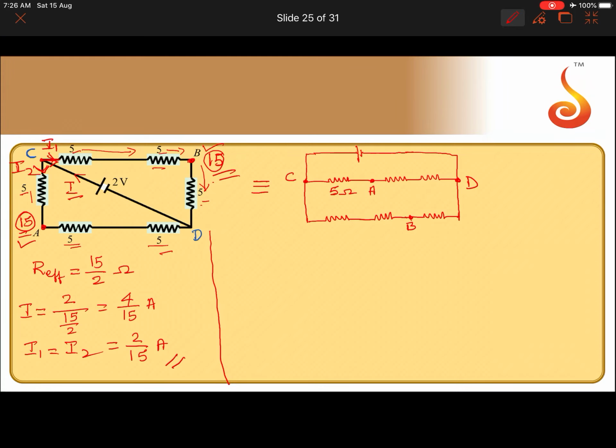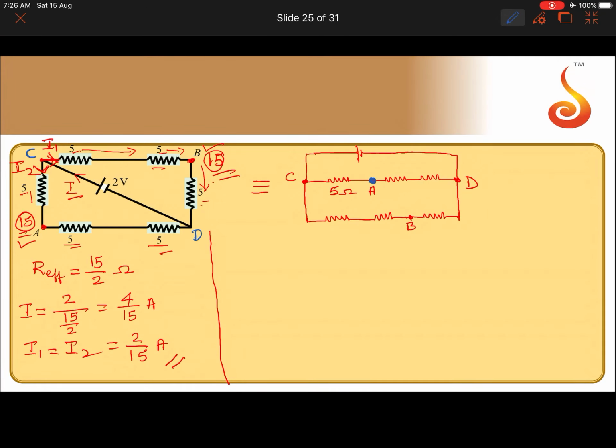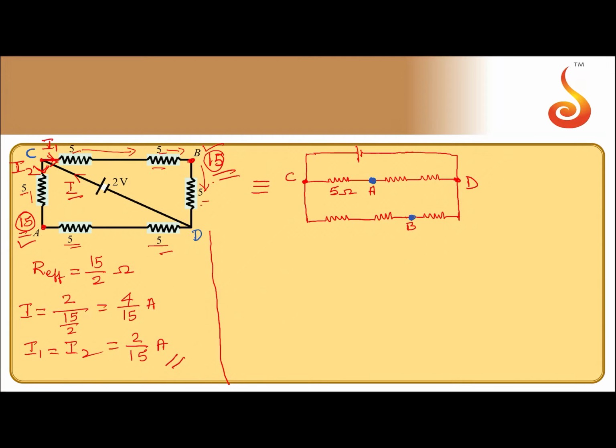Notice one thing, battery is connected between C and D. Now our intention is to find the potential difference between these 2 points A and B. So this is a 2 volt battery, and here the current, as we just calculated, is 2 by 15 ampere. Here also the current is 2 by 15 ampere. Now we need to find between A and B. So we can apply KVL to get this.